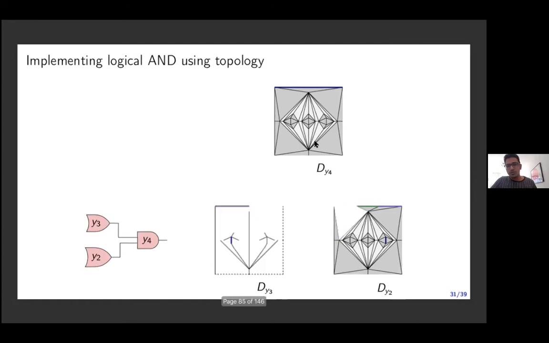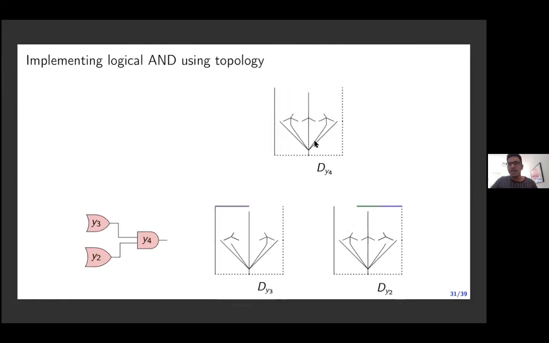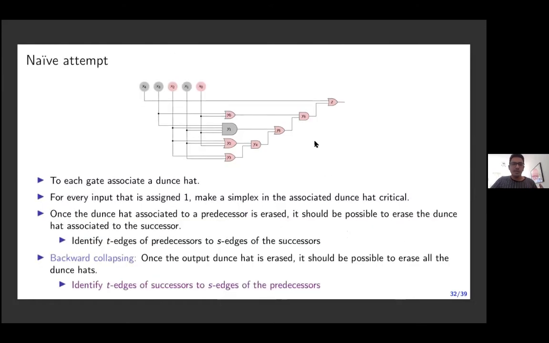But once you do this erasing, this becomes free. And then you can also erase away this guy. So this is how you implement AND using topology. And then this is not enough because you also want to collapse backward. You also want to collapse gates that are actually not satisfied.